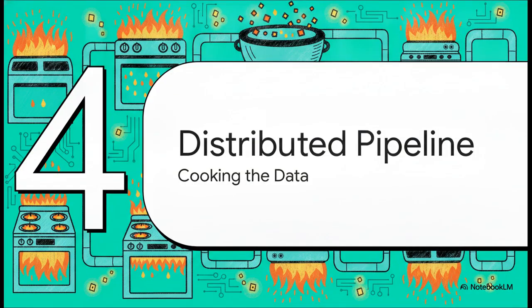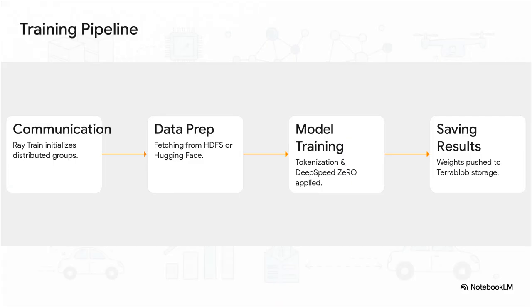With those industrial stoves blazing, let's look at Section 4, the distributed pipeline, where we actually start cooking the data. This is the journey of a data point across 4 distinct stages. First up, Ray Train initializes the communication across all those massive GPUs so they can talk to each other. Second, the data is fetched, grabbing ingredients from local storage or Hugging Face public datasets.